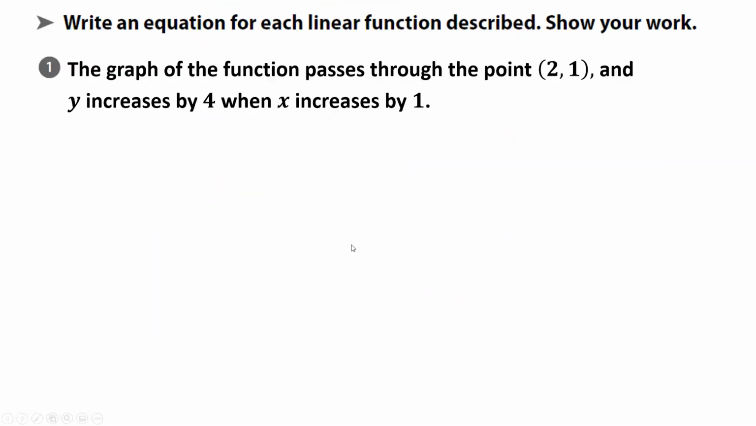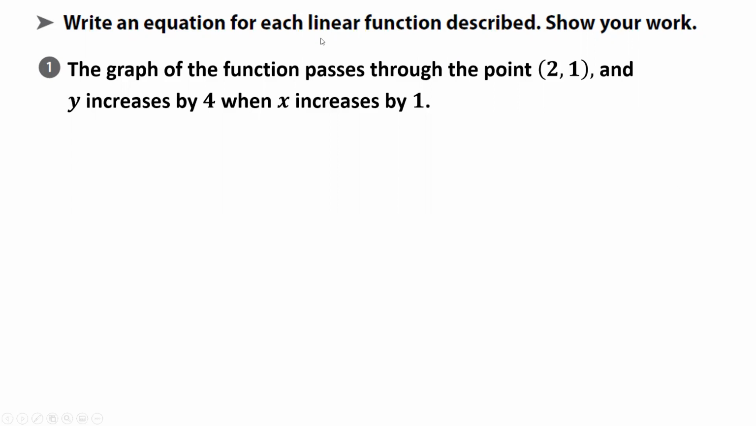Let's begin with number 1. The description for number 1 says the graph of the function passes through the point (2, 1), and y increases by 4 when x increases by 1. So a reminder, we're writing a linear function, or what we can call a linear equation.